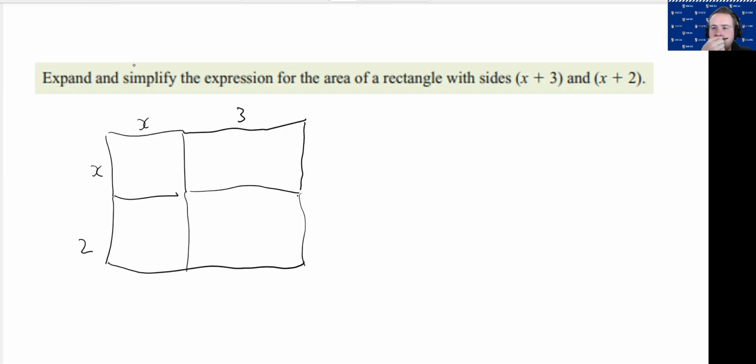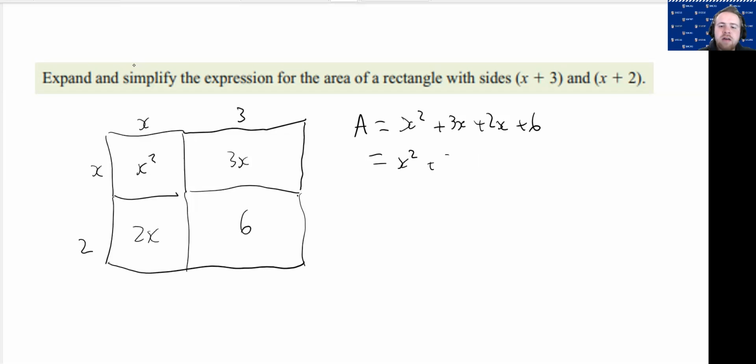Okay, now if we wanted to find the total area of this thing, then we could go the side length of each of these squares that we've made here. So this side is x and this side is x, so that area is x squared. This side and this side would have an area of 3x because it's 3 times x. This side and this side would have an area of 2x. And then this side and this side would have an area of 3 times 2, which is 6. So the area would be x squared plus 3x plus 2x plus 6, which equals x squared plus 5x plus 6.